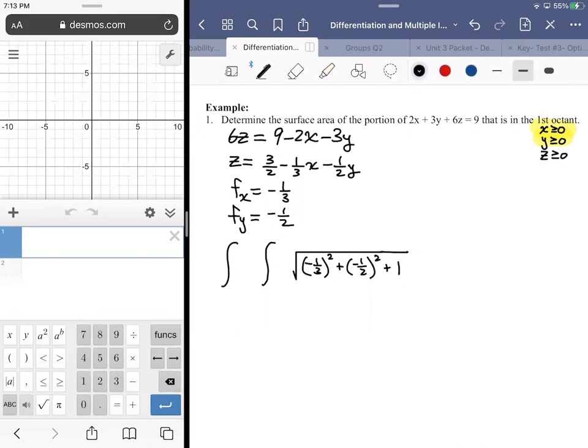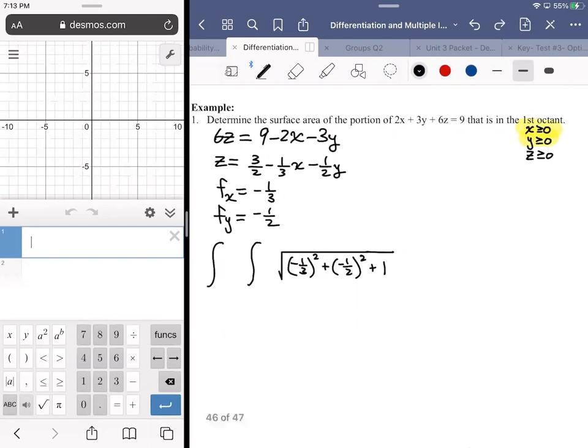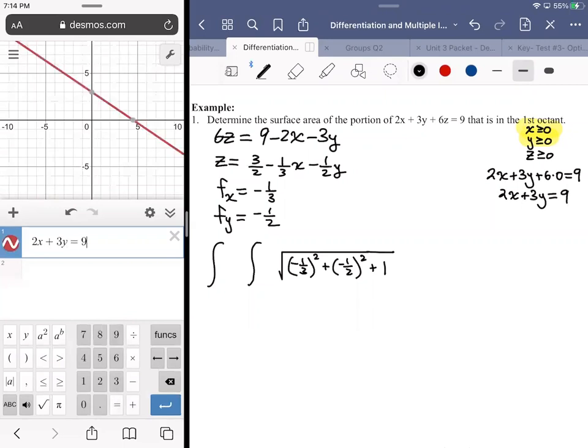If I also know that the floor is where z is equal to 0, then I can replace the z with 0. Depending on the form you're in, you might set it equal to 0. So 2x plus 3y plus 6 times 0 is equal to 9. We're going to find the function that exists in the xy plane, specifically 2x plus 3y equals 9.